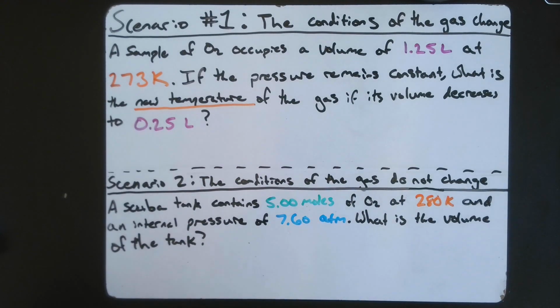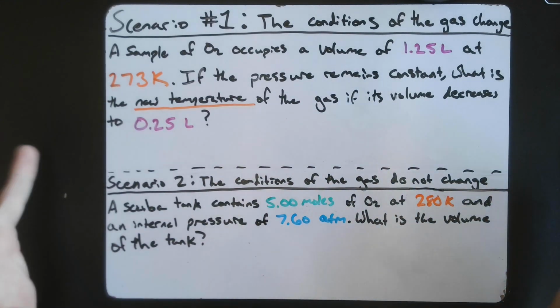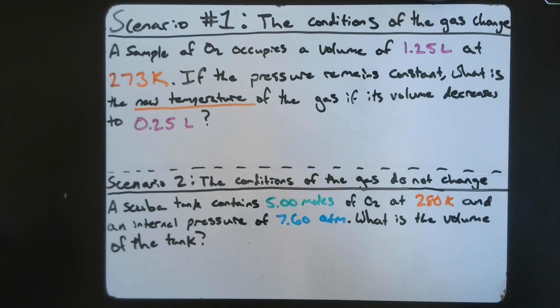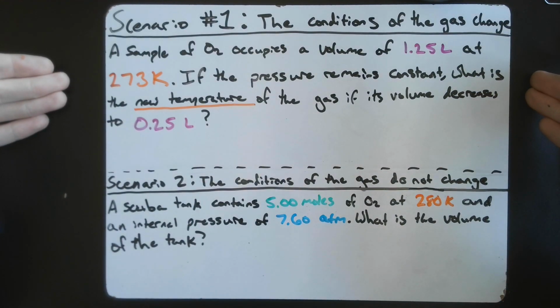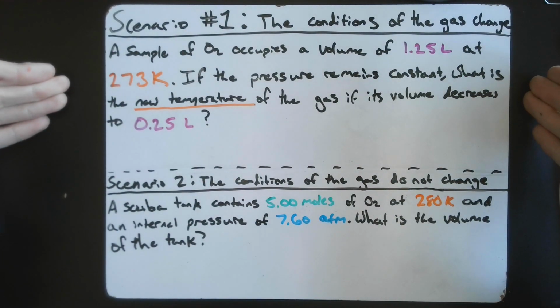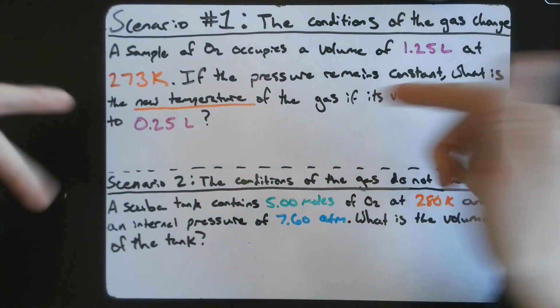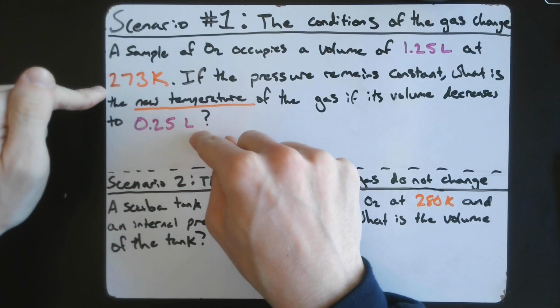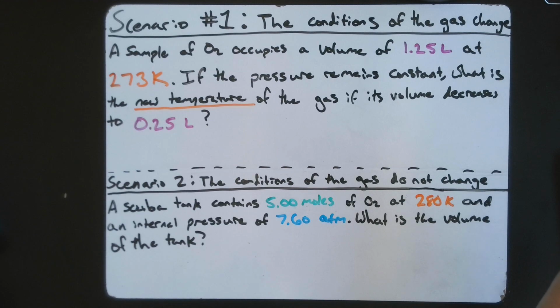We don't want to use PV equals nRT for situations where the conditions of the gas change. Maybe we'll use the combined gas law if there are more than two conditions that change, but really, we just want to choose one of the four different gas laws that we learned about this unit.